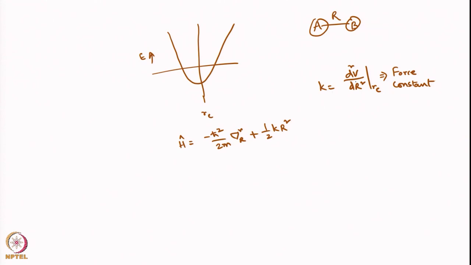Now, the problem here is the following. This force constant is only the second order term. In such a case, we are ignoring the higher order terms, the third order and the fourth order terms, which a normal diatomic molecule AB would have. Our harmonic oscillator is an approximation.